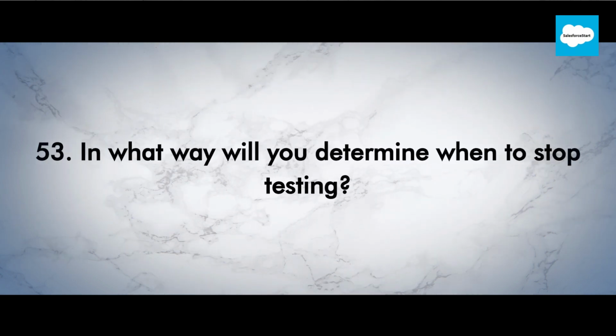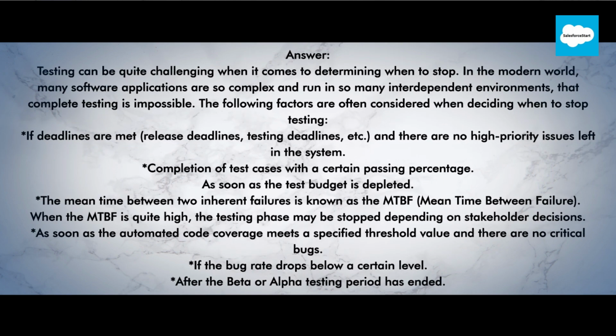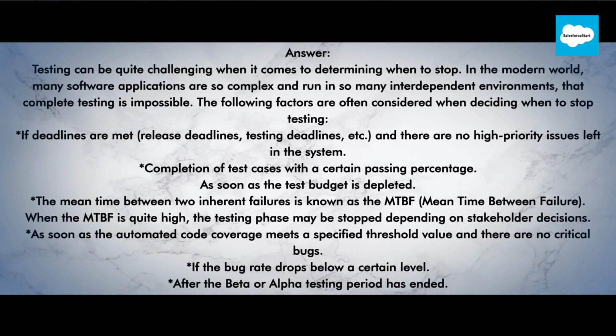53. In what way will you determine when to stop testing? Answer. Testing can be quite challenging when it comes to determining when to stop. In the modern world, many software applications are so complex and run in so many interdependent environments that complete testing is impossible. The following factors are often considered when deciding when to stop testing: if deadlines are met, release deadlines, testing deadlines, etc., and there are no high priority issues left in the system.